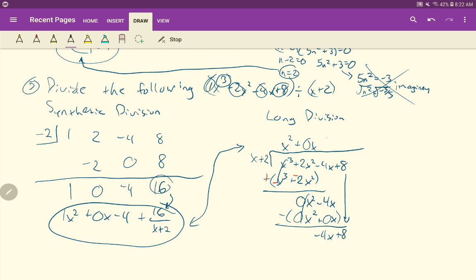Okay, and then we will figure out again what times x will give us a minus 4x here. And that's going to be a negative 4. So negative 4 times x gives me negative 4x. Negative 4 times 2, negative 8. And again, we'll subtract the quantities there, and we'll change it to add the opposites instead. So plus, plus, plus there. Those cancel, and 8 and 8 makes 16. And there's that remainder that we talked about earlier. So we'll put a plus 16 over x plus 2. And there's our final answer there.